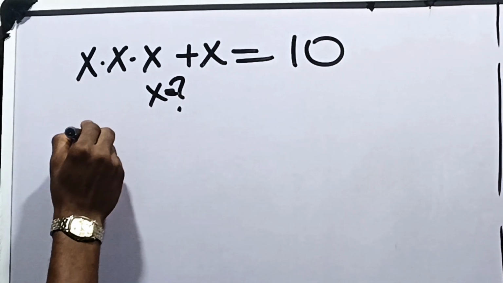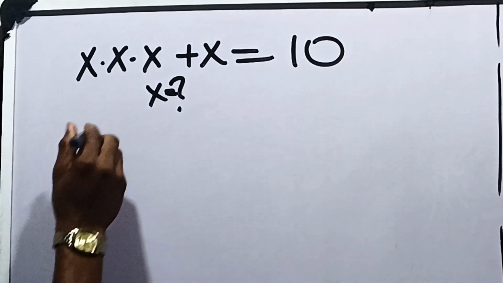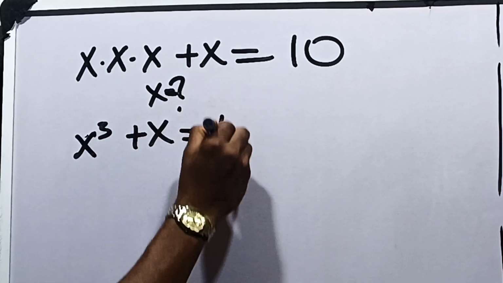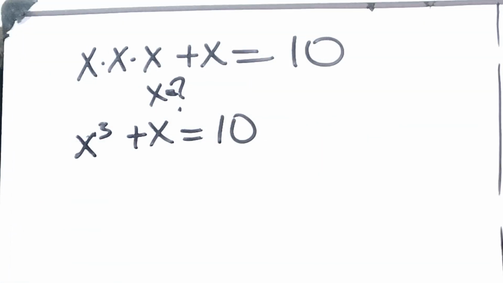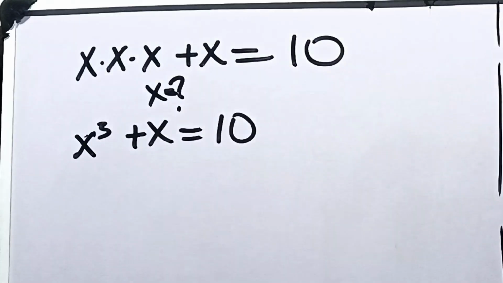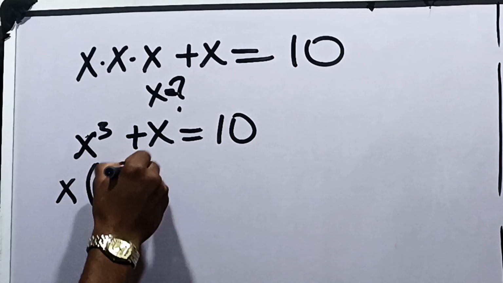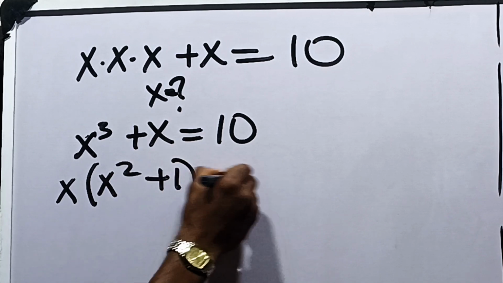What we're going to have here is x times x to be x squared, and x squared times x is x cubed, okay, plus x is equal to 10. Now, moving on from here, let's find the first value for x. We can factor out x here to give us x(x squared plus 1) equal to 10.